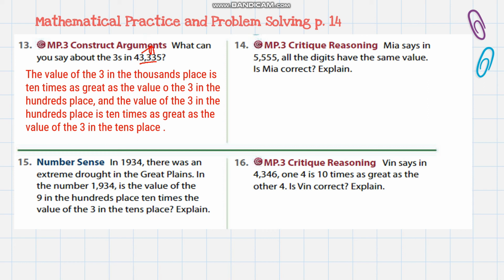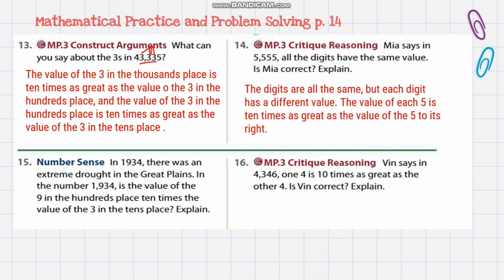Next question, question number 14. Mia says in 5,555, all the digits have the same value. Is Mia correct? Explain. So the answer is no, because the digits are all the same, but each digit has a different value. So the value of each 5 is 10 times as great as the value of the 5 to its right.